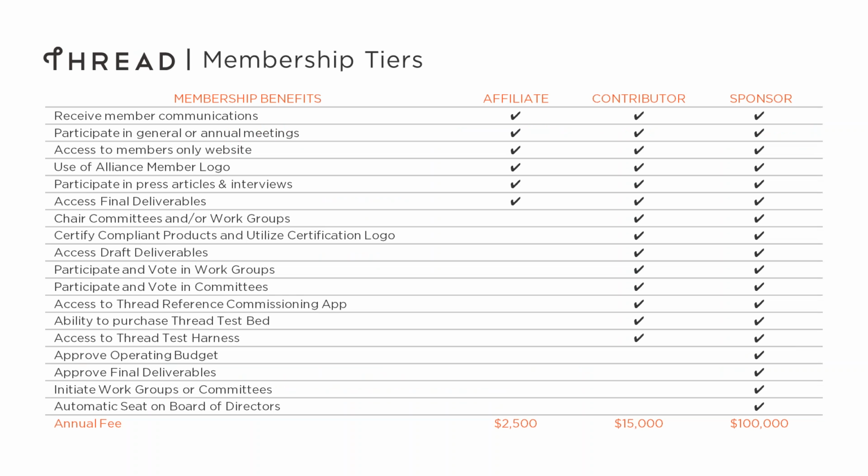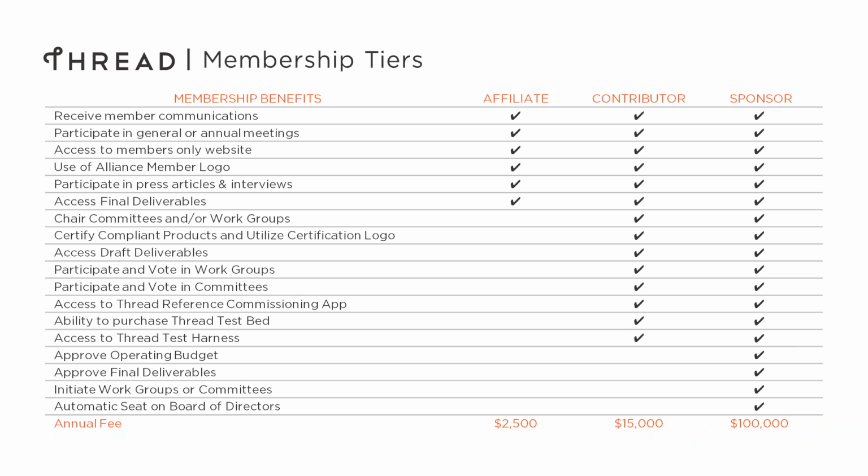What does membership to Thread consist of? There are 3 different categories. The affiliate level is the entry level at $2,500 a year, and this is really intended for companies that want to join and just learn about Thread. They haven't decided yet on how they want to implement it in their products, but as an affiliate member, you get access to the documentation and participating in parts of the all-member meetings, and you get the communication. So you get more information and you're able to network with other Thread Group members at the affiliate level.